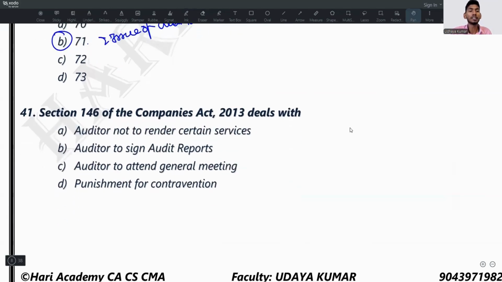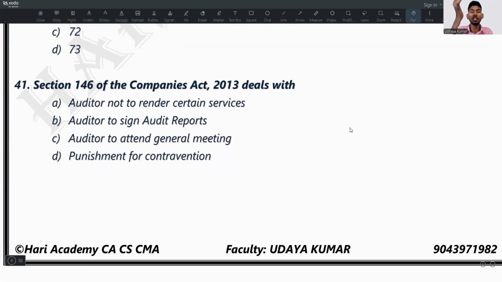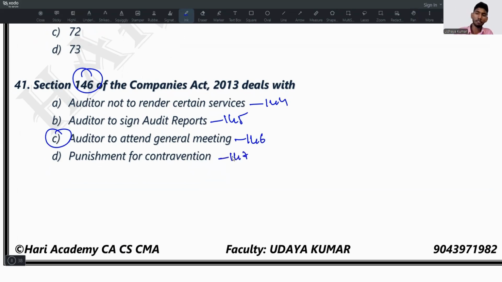So moving to question number 41, section 146 of the Companies Act 2013 deals with, he has asked. We have discussed it, right? Auditor not to render certain services, 144. Auditor to sign audit reports, 145. Auditor to attend general meeting is section 146. So the right answer is auditor to attend general meeting. Punishment for contravention, 147.